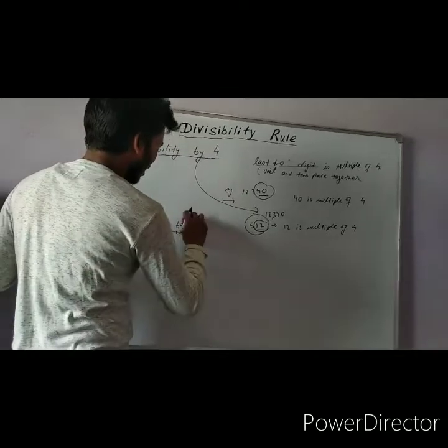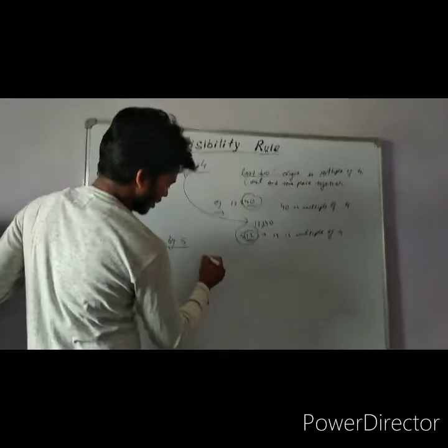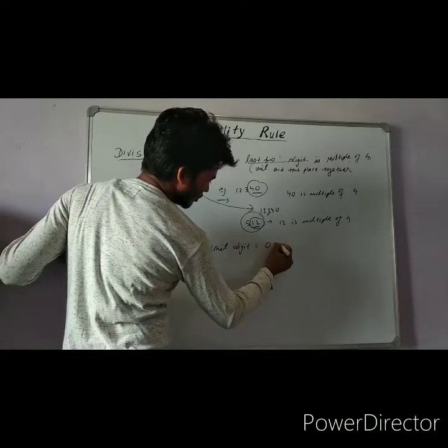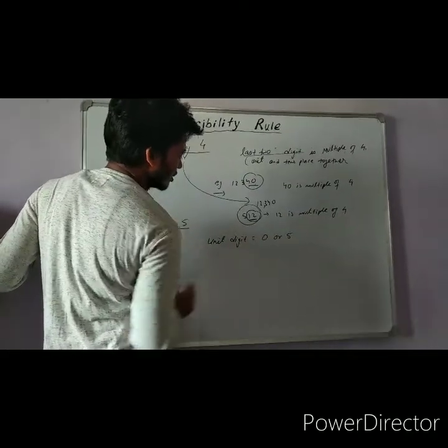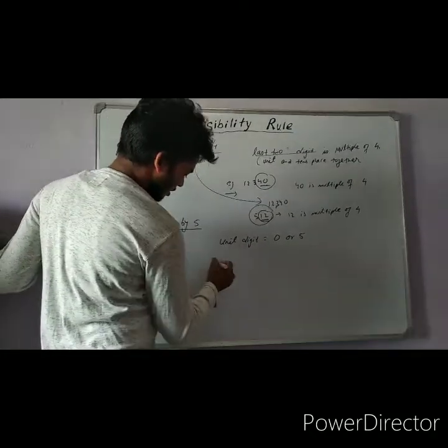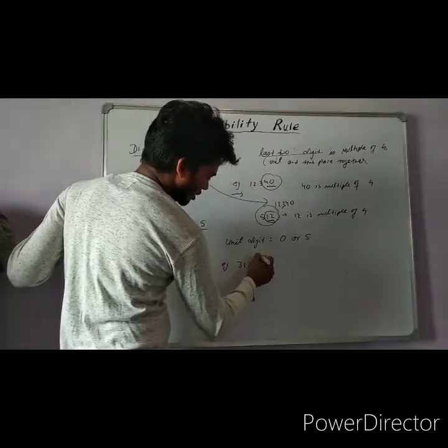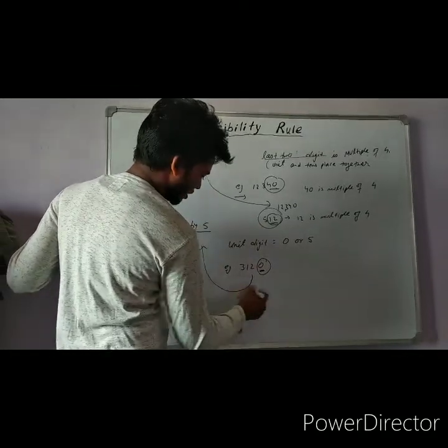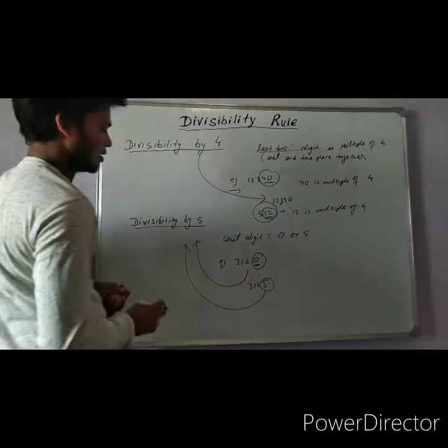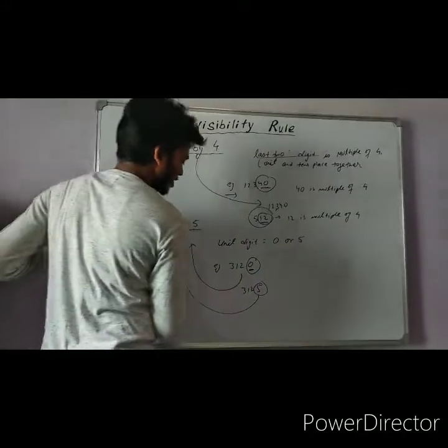Now divisibility by 5. What is the rule? Unit digit must be either 0 or 5. If the unit digit is either 0 or 5, then the whole number must be divisible by 5. Example, here unit digit is 0. Unit digit is 0, so it is divisible by 5. Take another one, 3125. Here unit digit is 5, so 3125 is divisible by 5.